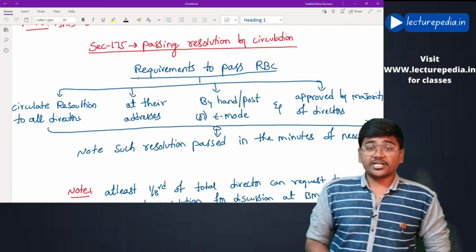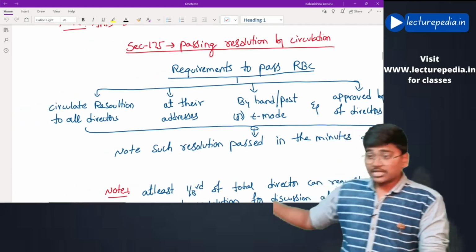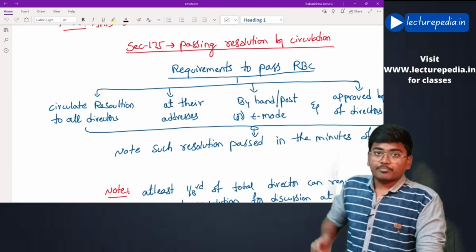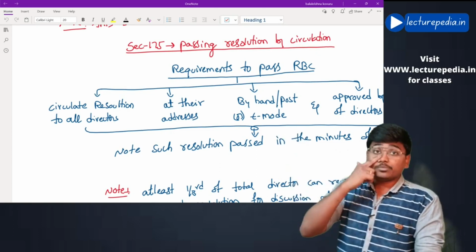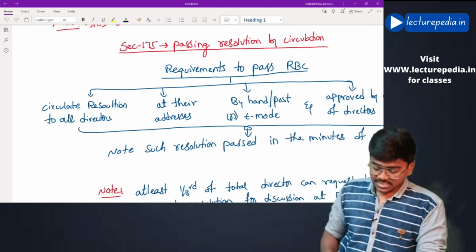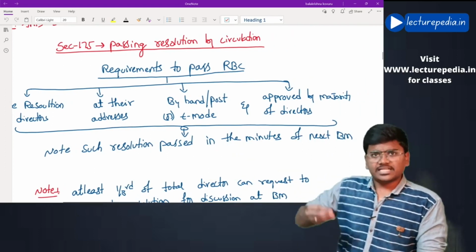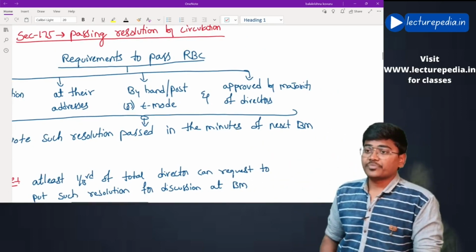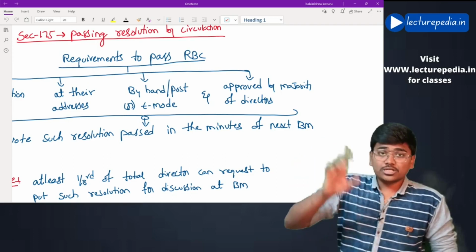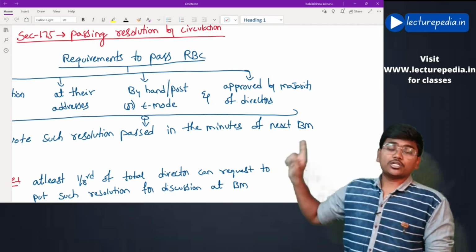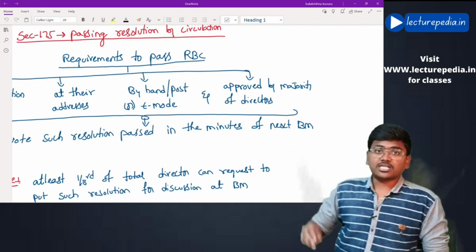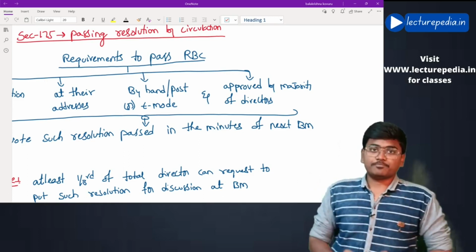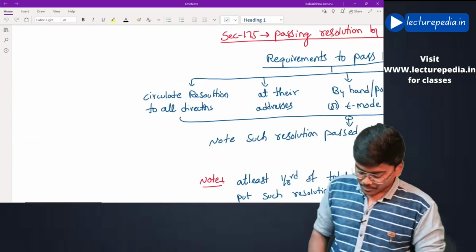by circulation is introduced, wherein requirements to pass resolution by circulation. First of all, you have to prepare a draft resolution, and this draft resolution shall be circulated to all the directors. How will you circulate? At their addresses, either by hand or by post or through electronic means. That means through email also you can circulate. And once you have circulated, such resolution must be approved by a majority of directors. Okay, once a majority of directors approve such resolution, then it will be deemed that such resolution has been passed. Hope that is clear.